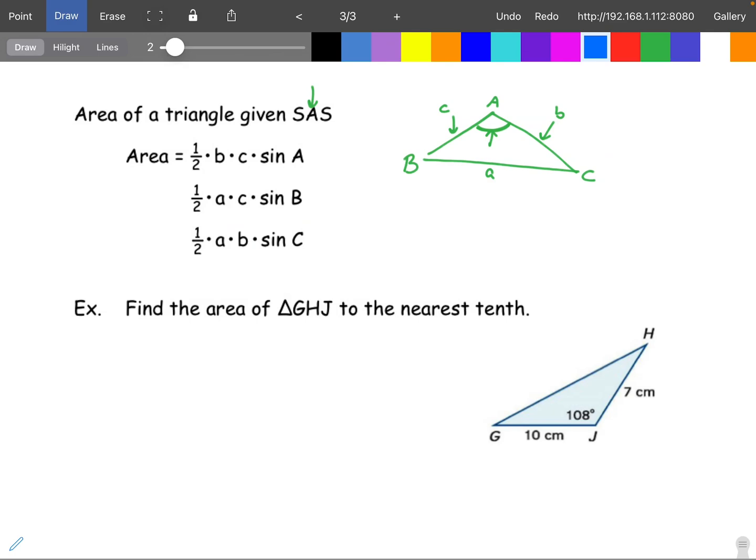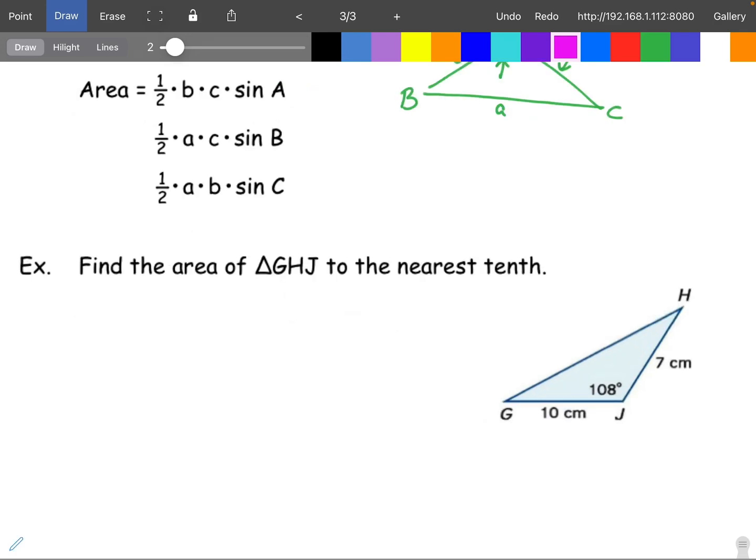So it's all exactly the same formula. It just depends on which angles and sides you're given. So we're going to make this real easy. You're just going to do 1/2 times the two sides you're given times sine of the angle you're given. That's it. Now you do have to make sure though that the information you're given, the angle you know, is sandwiched between the sides that you know. And it is. Therefore, we're going to go ahead and do our formula.